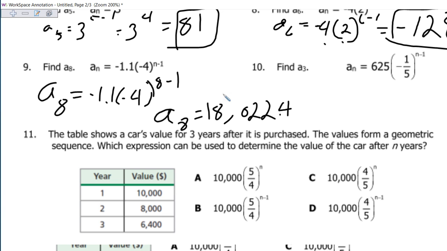Okay. Last one of these. We got a sub 3 equals 625 on the outside of negative 1/5 raised to the 3 minus 1. So, let's see. Now, 3 minus 1 is 2. 1/5 raised to the second power is going to be 1/25. That's negative 1/25. So, a sub 3 is going to equal negative 25. And there's that.